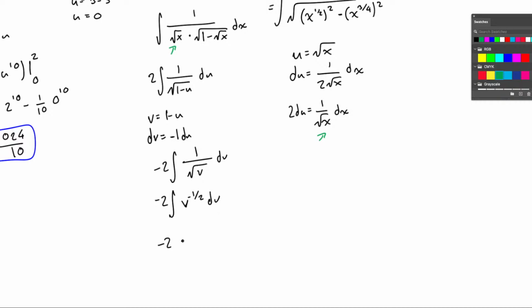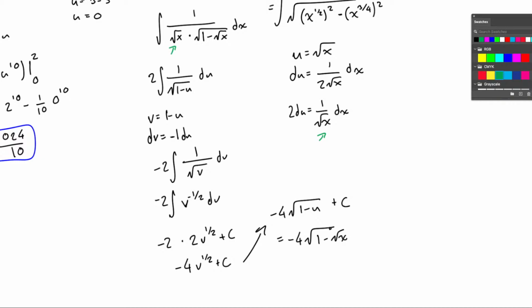Negative 2 times 2 times v to the 1/2? Yeah, plus c. That becomes negative 4 v to the 1/2 plus c. That becomes negative 4 square root of 1 minus u. That becomes negative 4 square root of 1 minus square root of x plus c. Right, time to check this.